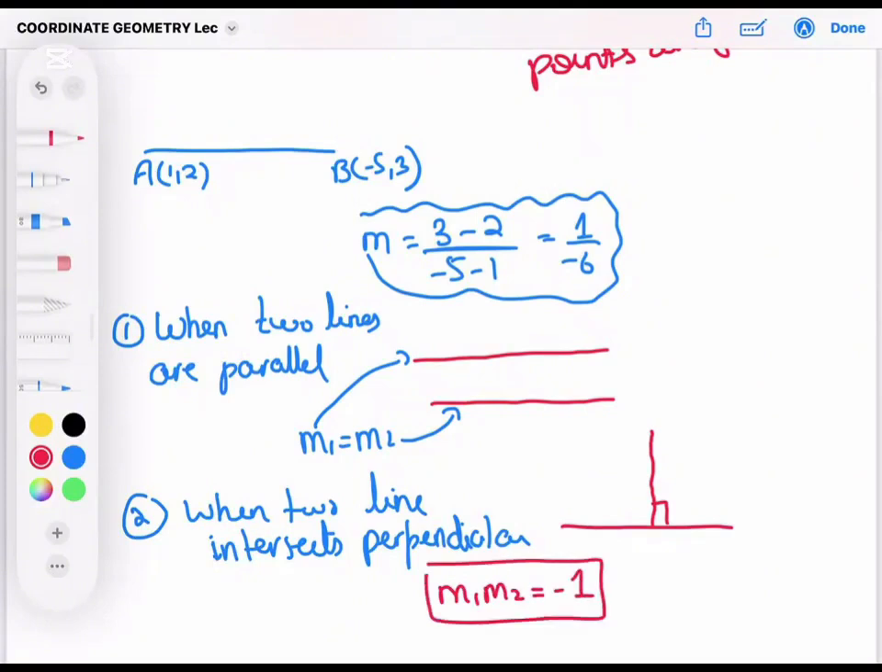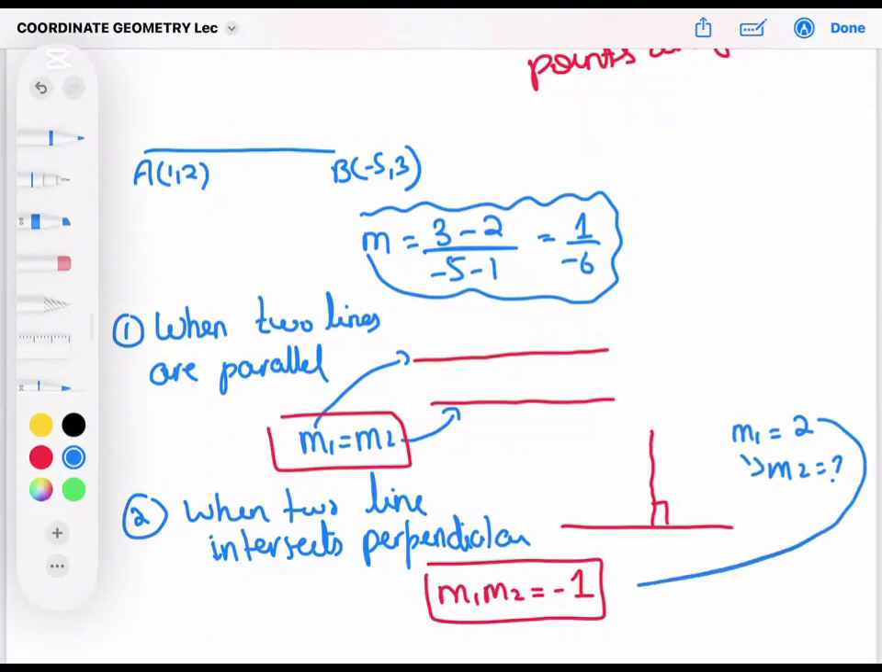When two lines intersect perpendicularly. So for example, you will get the question that the slope of line 1, m1, is 2, and this line is intersecting perpendicularly. Find m2, for example. Find the slope or gradient, m2. So how can we find m2? We will put the value of m1 in this condition. m1 is 2. I will move 2 to the other side, so m2 will become negative 1 over 2. This is how we can solve it: m2 equals minus 1 over 2.